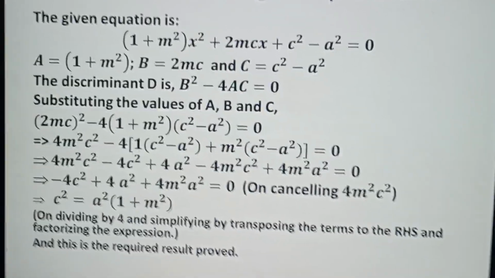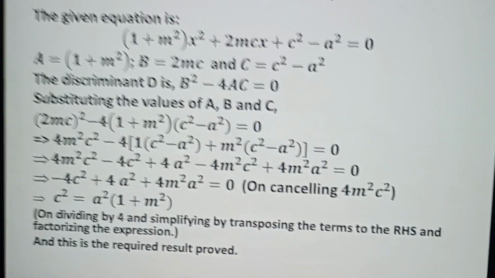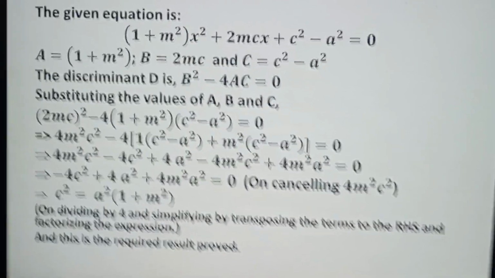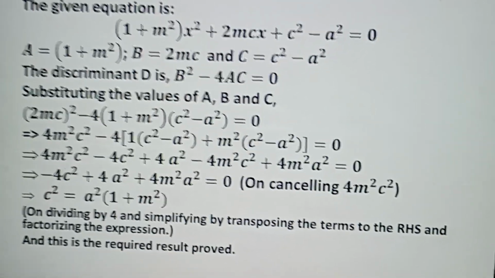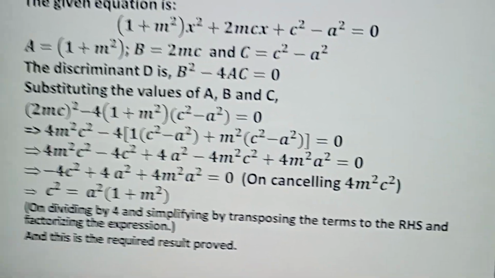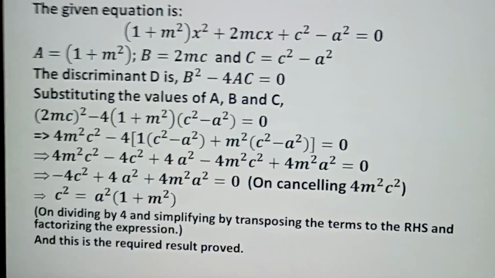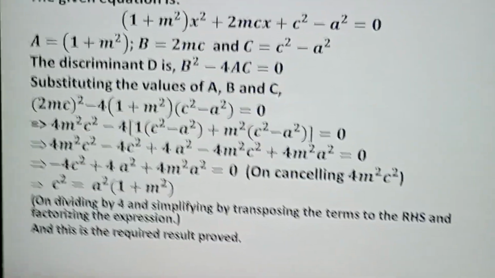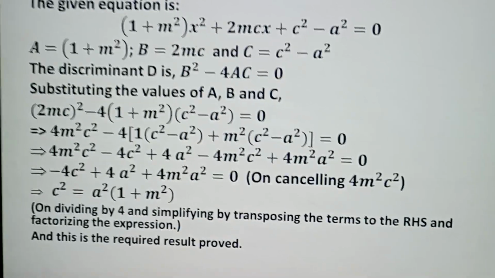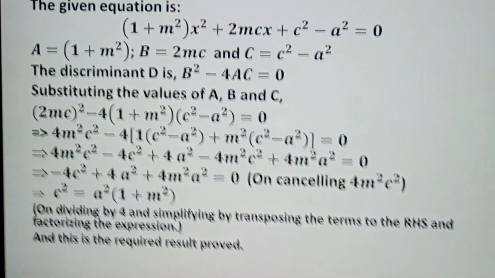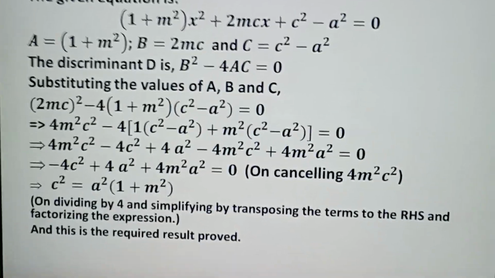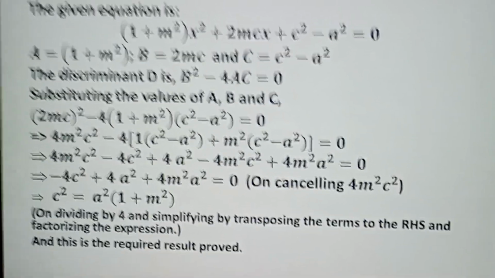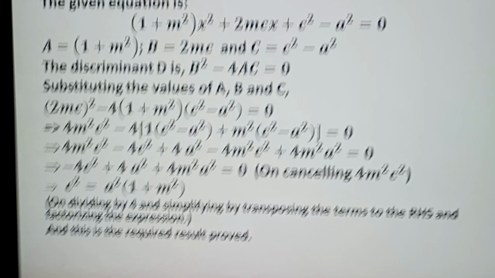Now you can easily see 4 is common throughout. So on dividing by 4 and simplifying by transposing the terms to the RHS and factorizing the expression, taking a squared outside on the right hand side, we will be getting the required result. c squared is equal to a squared into, within the brackets, 1 plus m squared. And this is the required result which is proved. Hope you understood this.